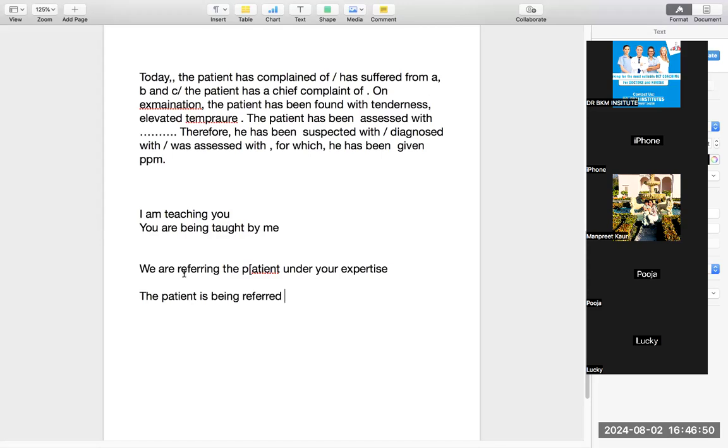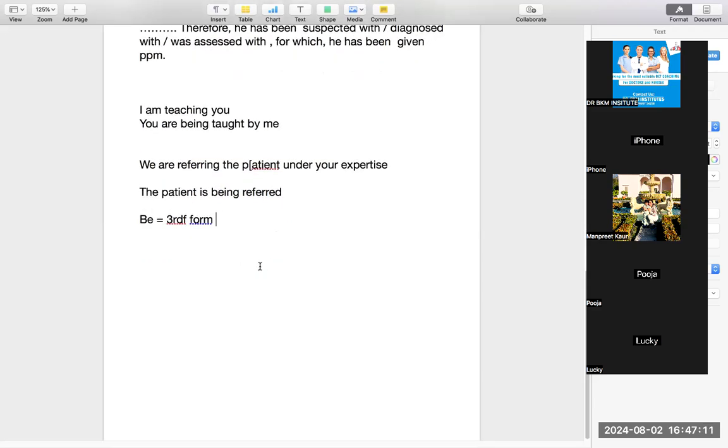What we have done is the addition of be plus third form. That is the rule of passive voice. Are is converted into is, -ing remains -ing, refer becomes referred, the third form, and be is added. So if you understand the passive voice, what is happening is the addition of be plus third form. This is the rule of passive voice, and this is the most important rule that you should remember.